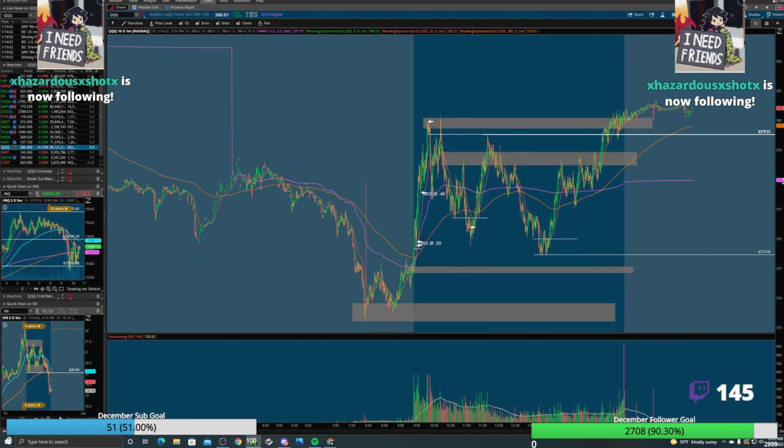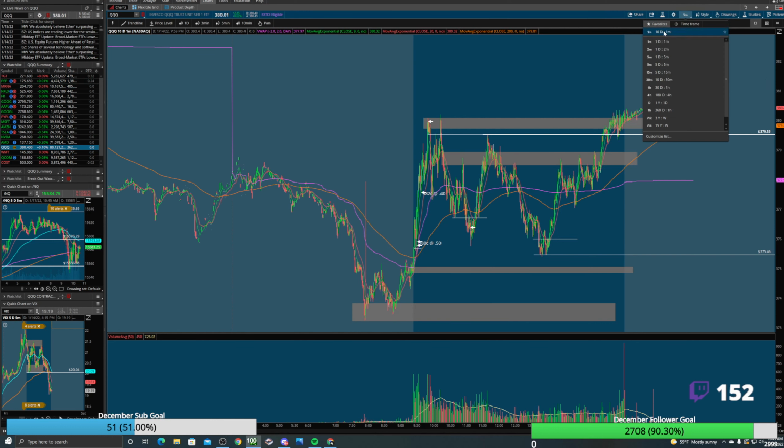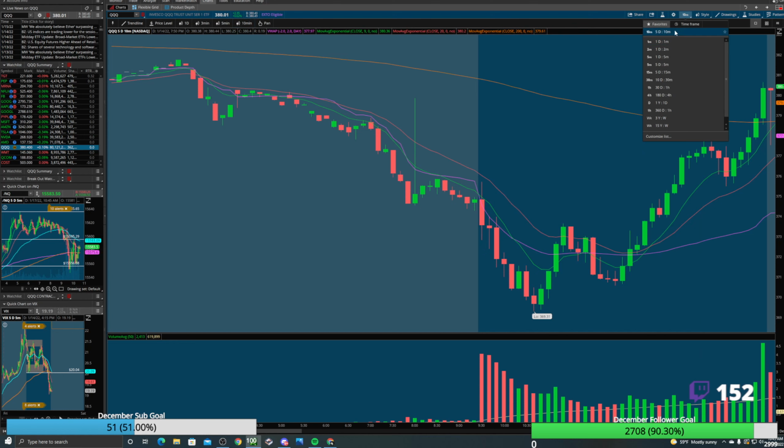But they may change due to the trend. So normally when I'm looking at a strong trend, or searching for a strong trend, I like to look at the 10-minute.